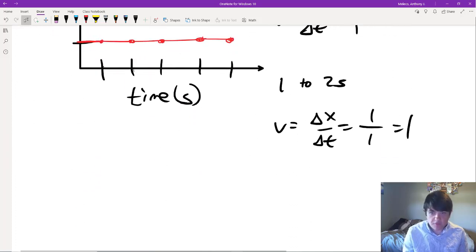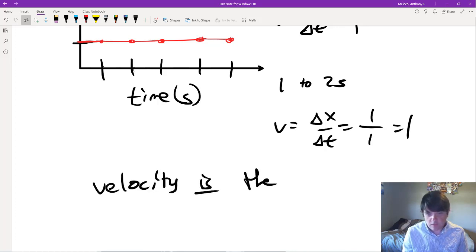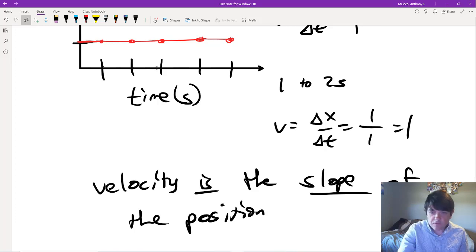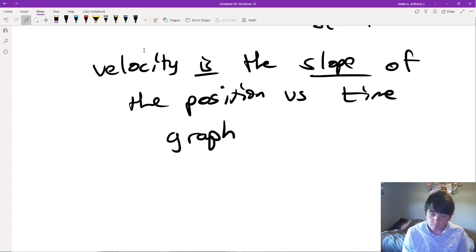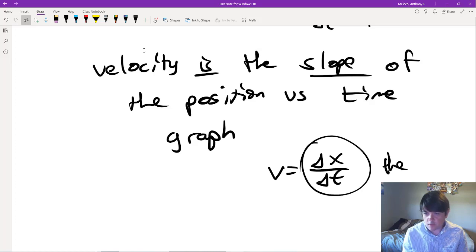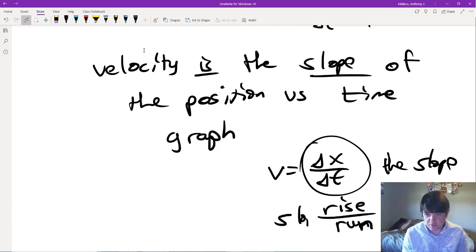And this is what we get for our velocity. So velocity is the slope of the position versus time graph. Okay? And that's not coincidence. Velocity is the change in position over change in time. This is the slope. Okay? Because it's rise over run, which is literally the definition of a slope, right?